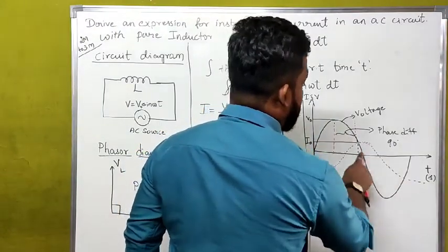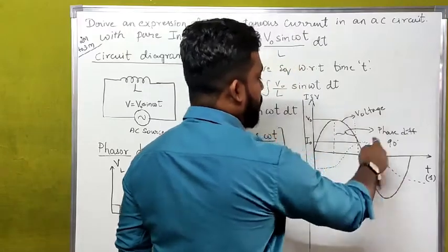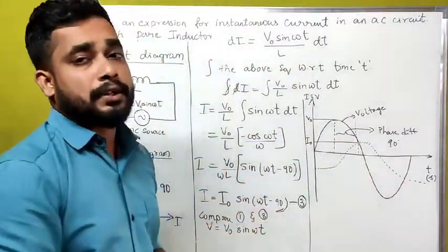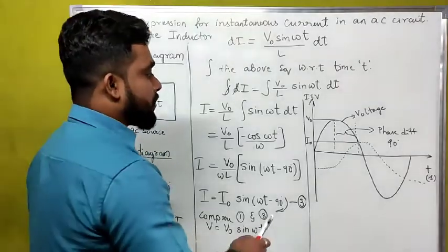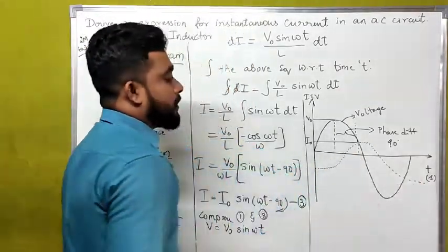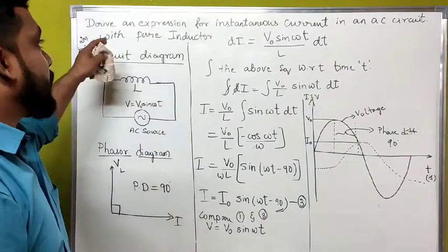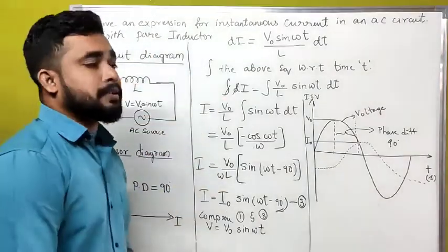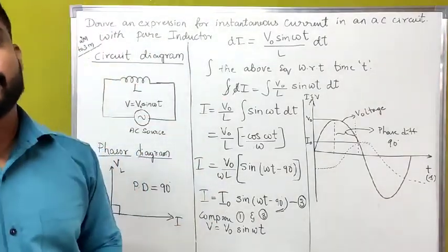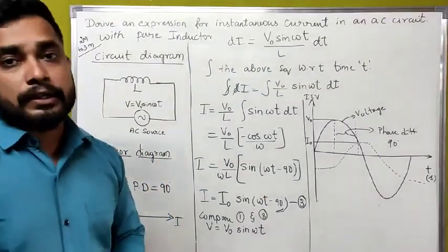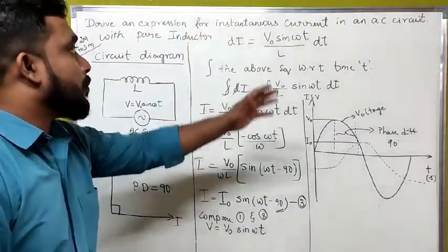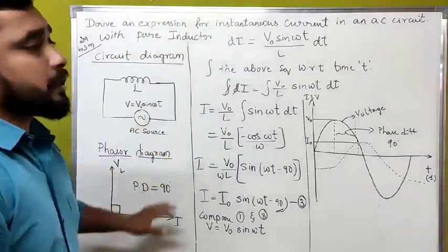Here voltage is going forward and current lags behind the voltage, or voltage leads current by a phase shift of 90 degree. This is all about the expression for instantaneous current in an AC circuit with the help of a pure inductor. This is all about the pure inductor derivation.